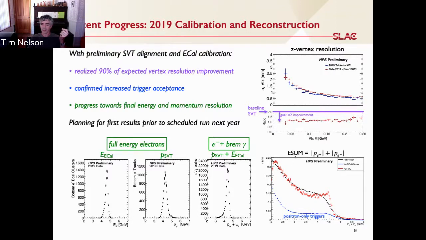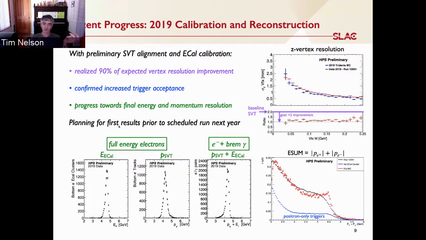So here's the ESUM distribution, it's a critical kinematic distribution that's very distinctive for tridents as opposed to backgrounds. So this is the E plus E minus energy sum. And you can see positron-only triggers that have no cluster in the ECAL for the electron side. And we've made a lot of progress towards the final energy and momentum resolution, where you can see here the full energy electron energy in the ECAL and momentum in the SVT, and then an electron plus Brehm, momentum plus energy sum peaking near the beam energy.